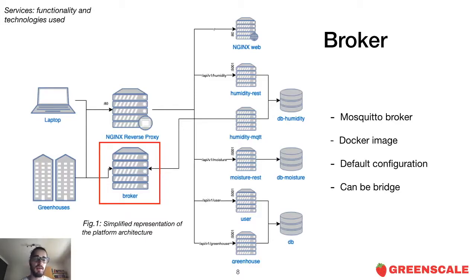Now, the broker. The MQTT broker is handled by a Docker image of the Eclipse Mosquitto broker. The configuration is the default one. The broker can be bridged with others. For example, if there's a necessity to have a local broker in a Raspberry Pi, it can be done with minimal configuration on the local broker. There are plans to add WebSocket support for real-time data visualization in the future.